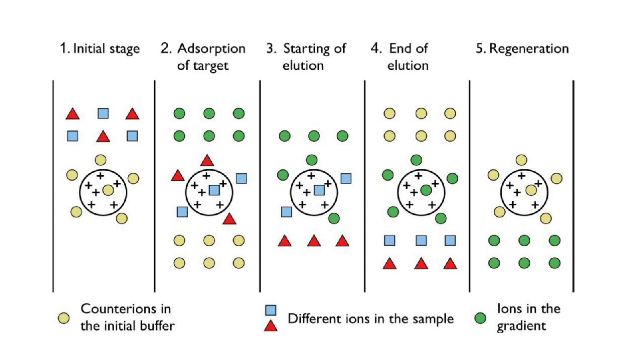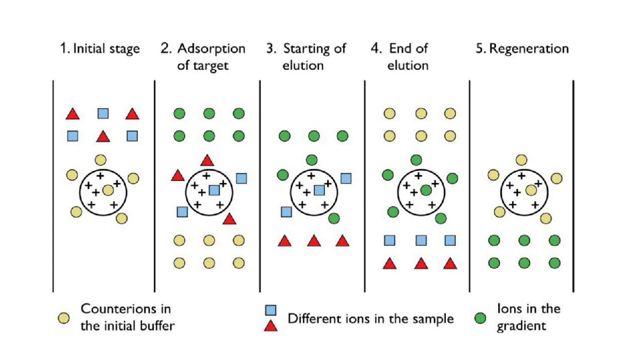Second, the adsorption of target ions. When the sample is introduced, the target ions, which are represented by the green circle, along with the other sample ions that are blue squares and red triangles, start interacting with the resin. The ions with the opposite charge to the resin, that is green ions, are more strongly attracted to the resin than the counterions, displace the yellow counterions and bind to the resin. Third one is the start of elution. During the elution stage, a gradient is applied.